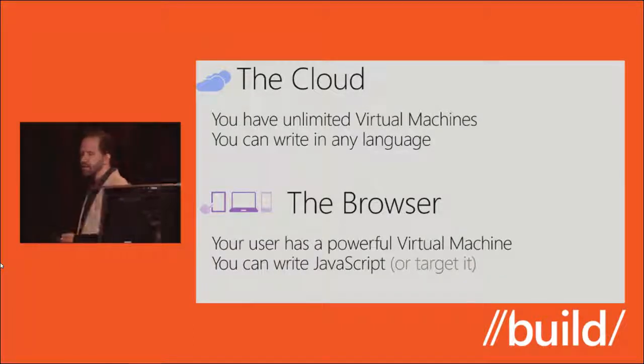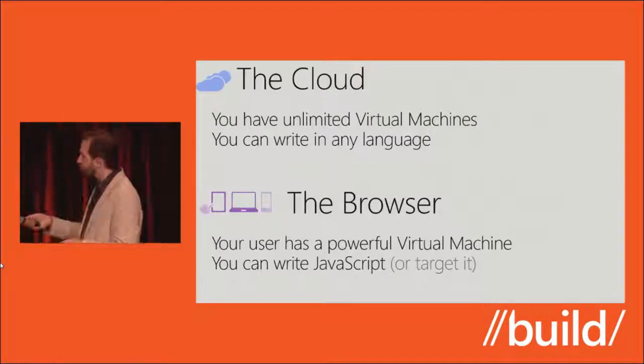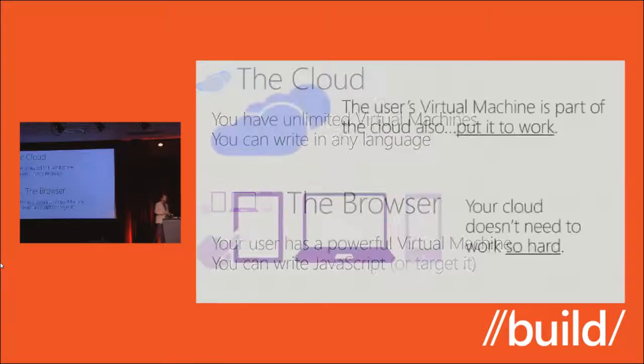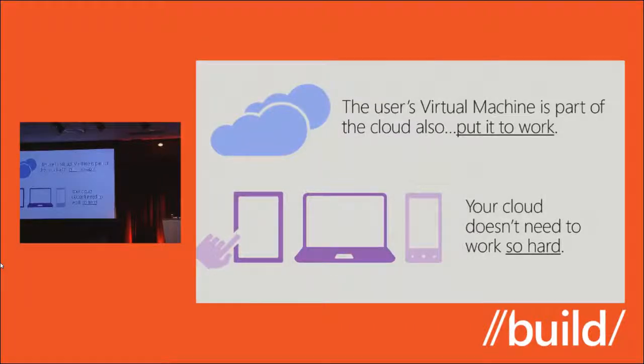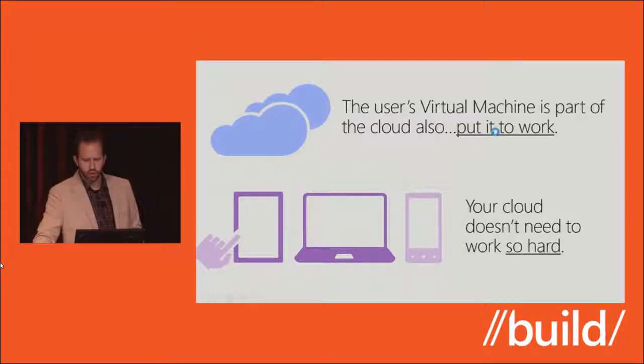So you have unlimited virtual machines. You can write in any language. Your user has this powerful VM. You write in JavaScript or target it. This is the great part. You don't have to write JavaScript. You can target it. But that user's virtual machine is so important. It's part of the cloud. So how can we put that machine to work?